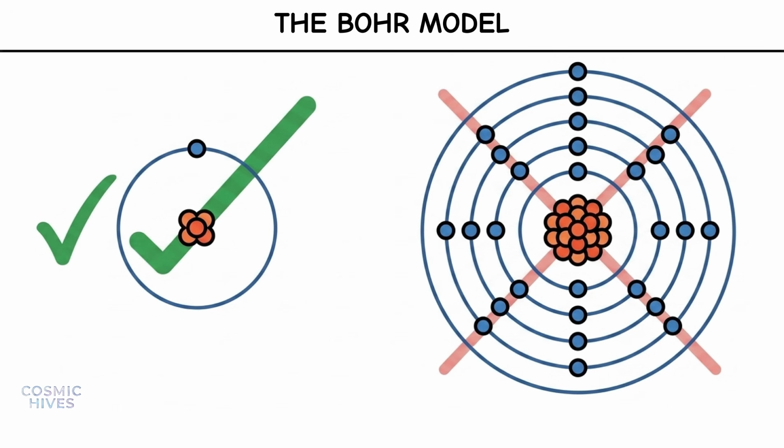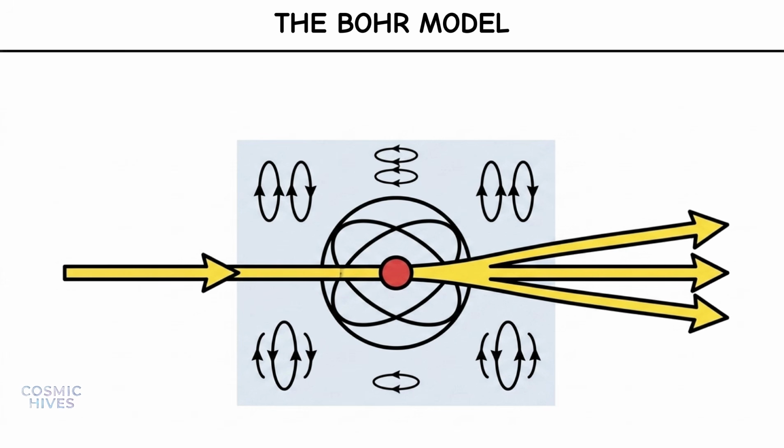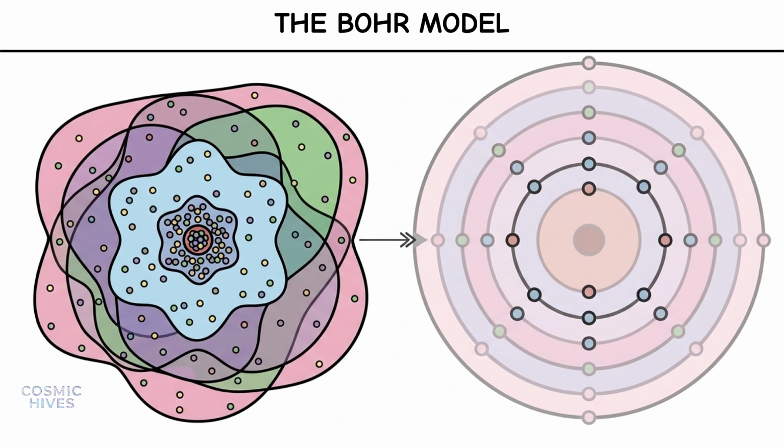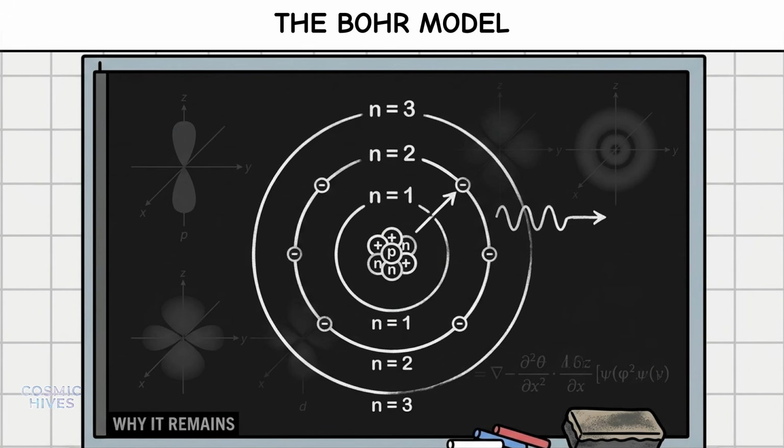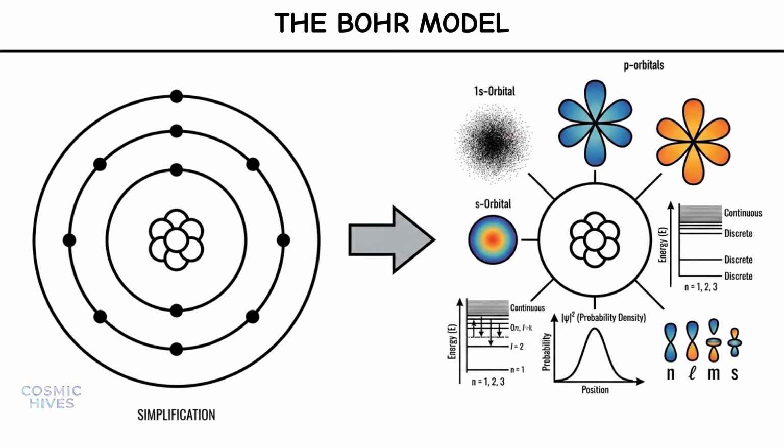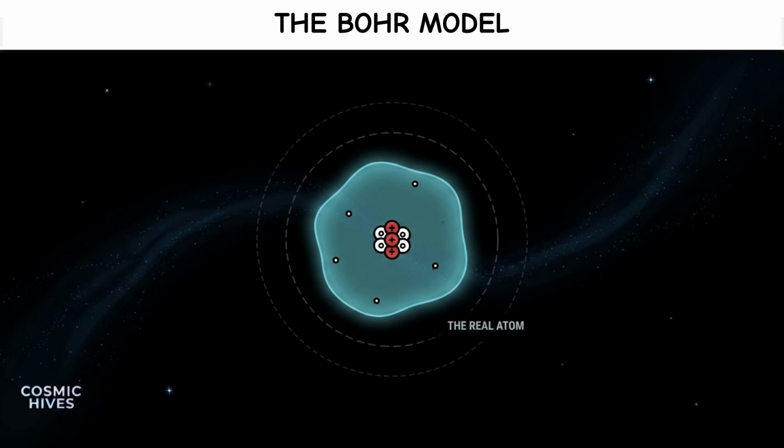It also broke immediately outside of hydrogen. The Bohr model could not correctly predict the behavior of any atom with more than one electron. It could not explain why some spectral lines split into multiple closely spaced lines under a magnetic field. It described electrons as tiny particles following defined circular paths, an image that later physics would show is simply not how electrons behave. The Bohr model survives today for one reason. It is a useful teaching simplification. It is not what is actually happening inside an atom.